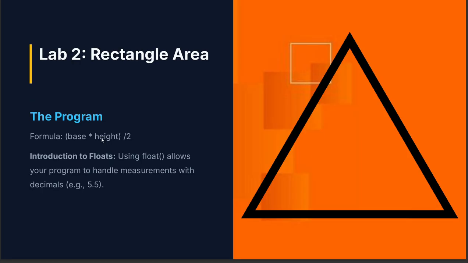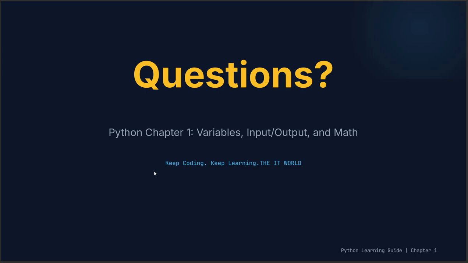And then we're gonna do a second lab, and we're gonna do the triangular area. The formula I have right here is base times height divided by 2. In this case, we're gonna use floating values, so you guys can see the difference between an integer value and a floating value. And this is it for chapter one. This is the theory part of chapter one.